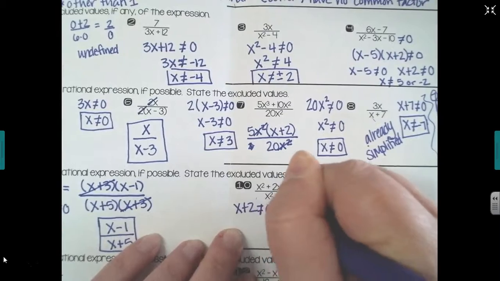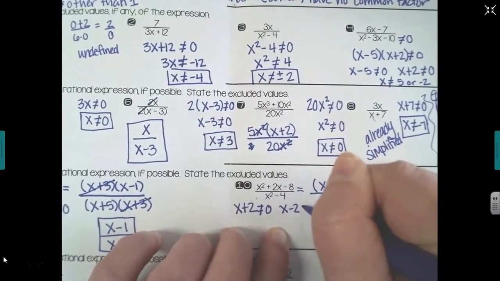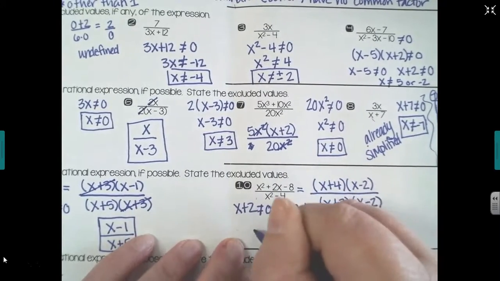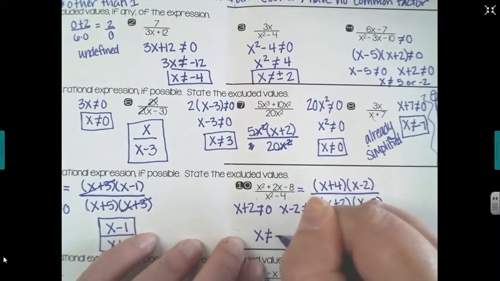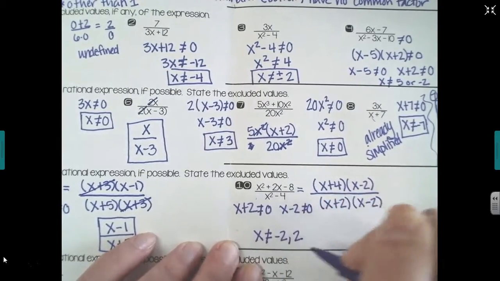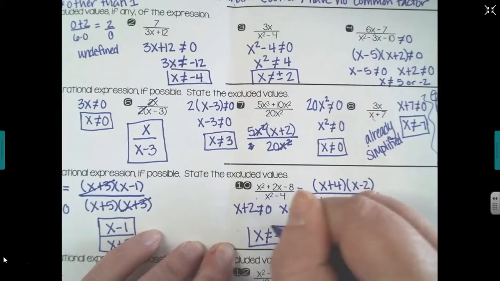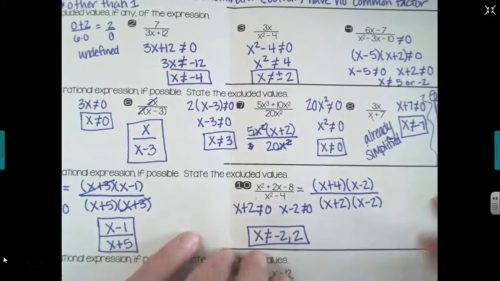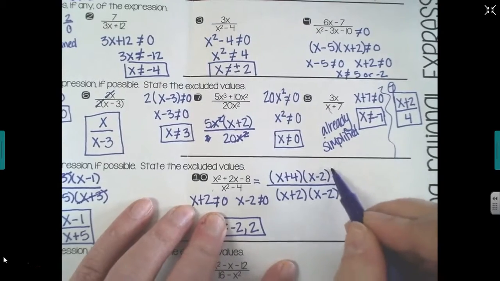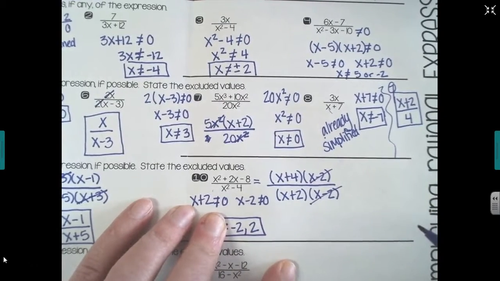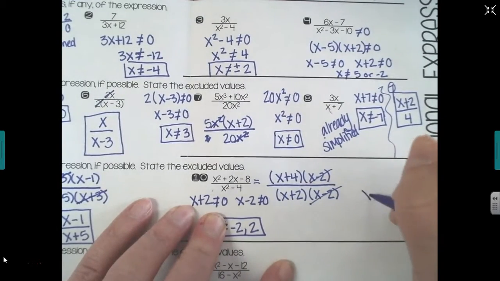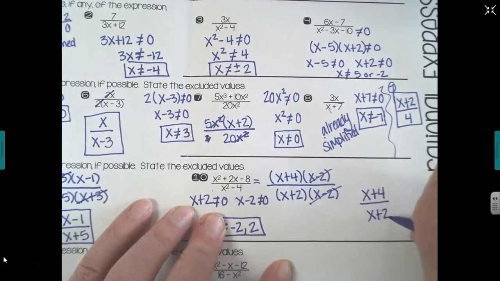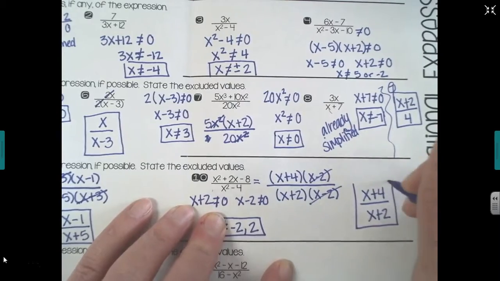X plus 2 cannot equal 0. X minus 2 cannot equal 0. Therefore, x cannot equal negative 2 or positive 2. That's your exclusion. Okay, what can cancel out here? We have common factors of x minus 2's. So we can cancel those out. We're left with x plus 4 over x plus 2.